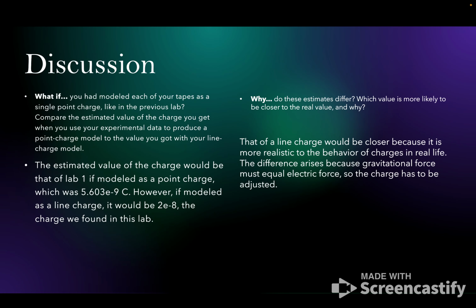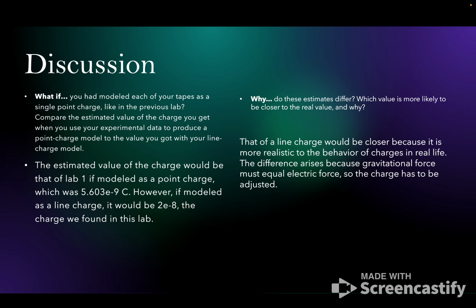Discussion. What if you had modeled each of your tapes as a single point charge like in the previous lab? Compare the estimated value of the charge you get when you use your experimental data to produce a point charge model to the value you get with your line charge model. The estimated value of the charge would be that of Lab 1 if modeled as a point charge, which was 5.603 times 10 to the negative 9 Coulomb. However, if modeled as a line charge, it would be 2 times 10 to the negative 8 Coulomb, the charge we found in this lab, and also the probably more realistic charge.